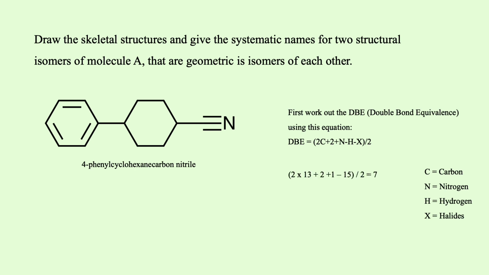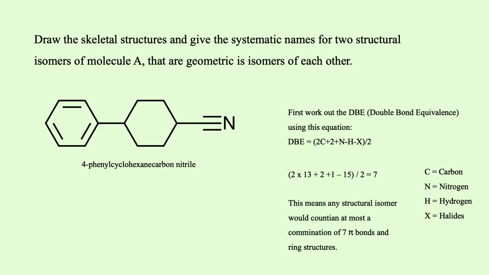When working out the structural isomer of this molecule, the first thing I thought to do was work out the double bond equivalence, and that uses the equation (2C + 2 + N - H - X) all divided by 2, and that's basically the carbon, the nitrogen, the hydrogen, and the halide, with the key at the bottom right. And this would work out to be 7 using the molecule.